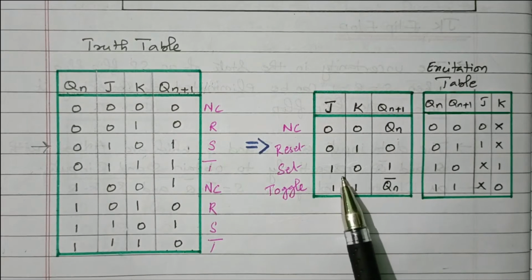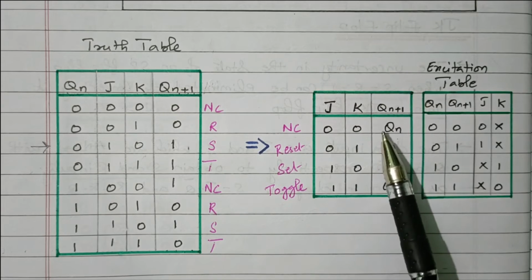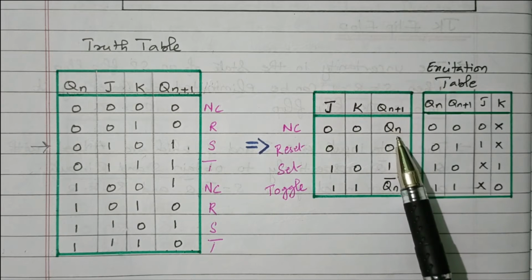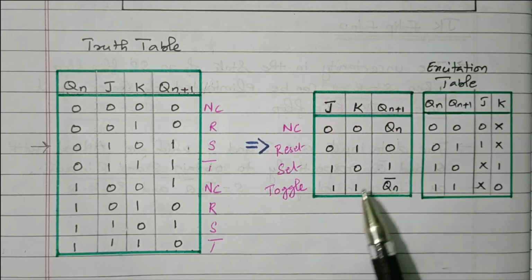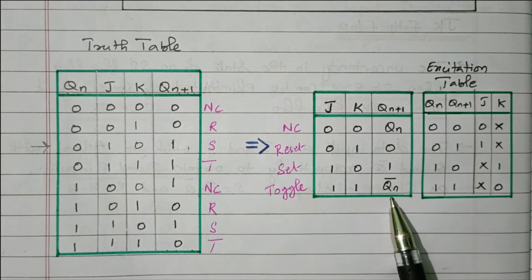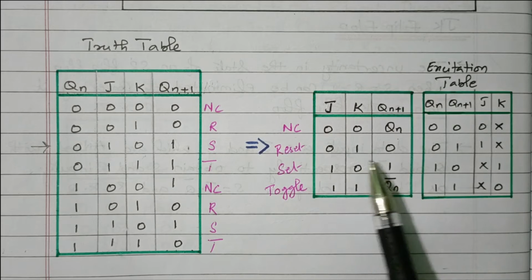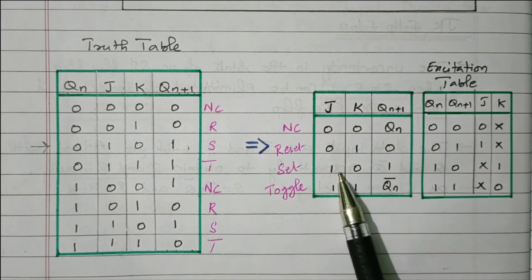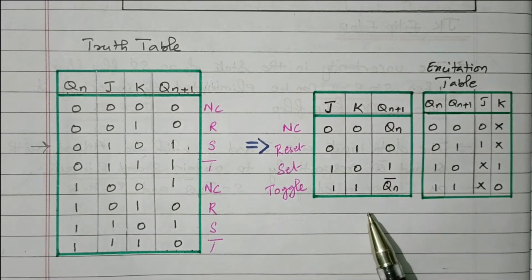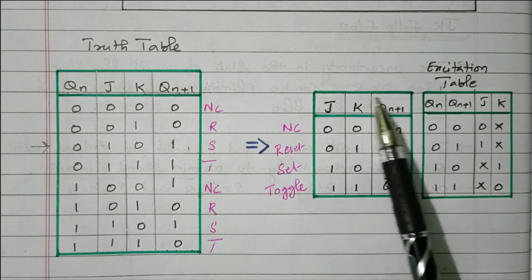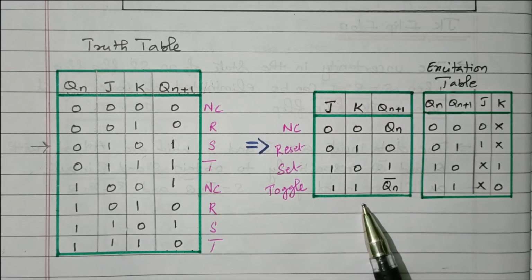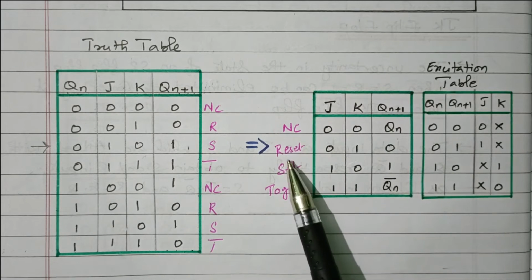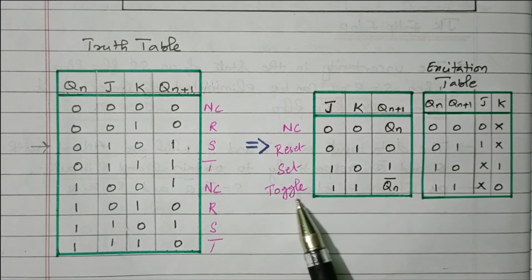So that is simplified here. 0, 0 means the next state is the previous state. Both are the same, no change. 1, 1 means the next state is the complement of the previous state, Qn bar: 0 becomes 1, 1 becomes 0. 0, 1 means reset 0. 1, 0 means set 1. Right. Now this simplified truth table is given: no change, reset, set, toggle.